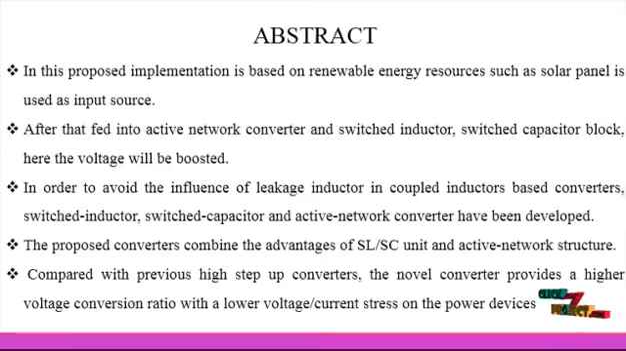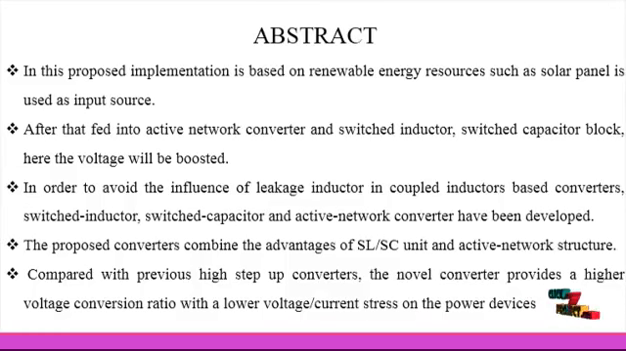Next we see the abstract of our product. This proposed implementation is based on renewable energy resources, where a solar panel is used as the input source. It is fed into an active network converter and a switched inductor, switched capacitor block. Here the voltage is boosted in order to avoid the influence of the leakage inductor in coupled inductor based converters. Switched inductor, switched capacitor and active network converters have been developed.